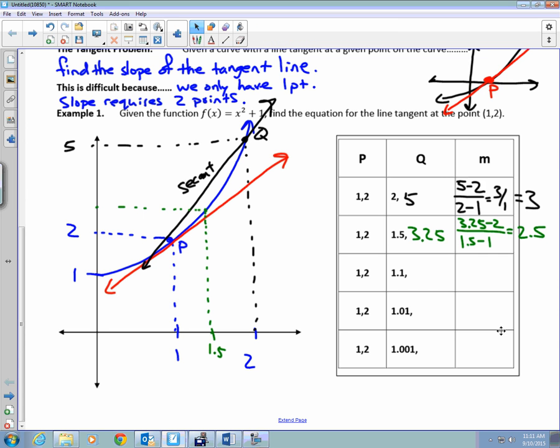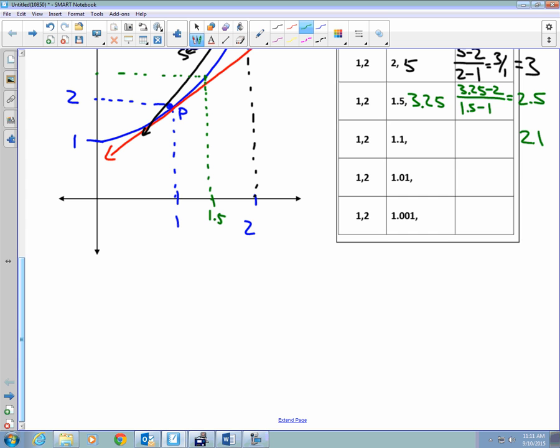Okay, what do we got? What do we got for the second one? Slope, 2.1. How about the third one? 2.01. And the fourth one?